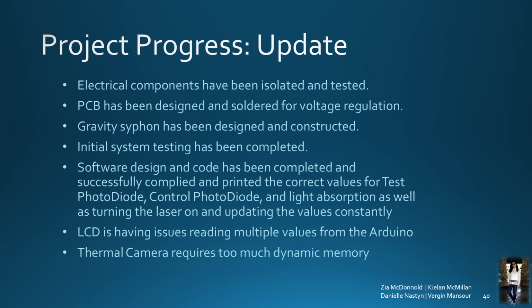For our project progress update, electrical components have been isolated and tested, PCB has been designed and soldered for voltage regulation, graffiti siphon has been designed and constructed, initial system testing has been completed, software design and code has been completed and successfully compiled and printed the correct values for test photodiode, control photodiode, and the light absorption, as well as turning the laser on and updating the values constantly. The LCD is having issues reading multiple values from the Arduino. Thermal camera requires too much dynamic memory.